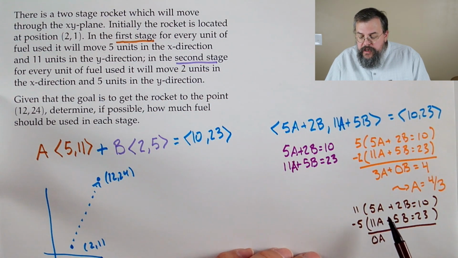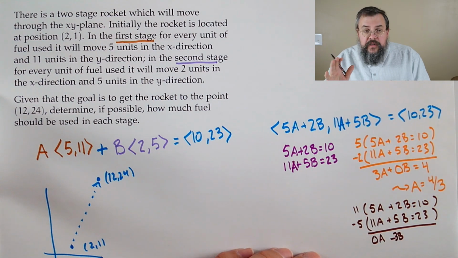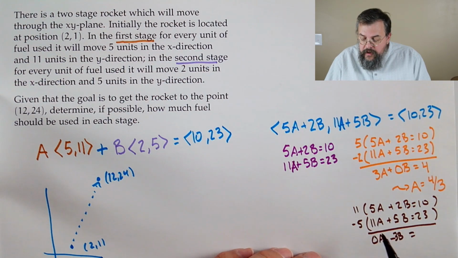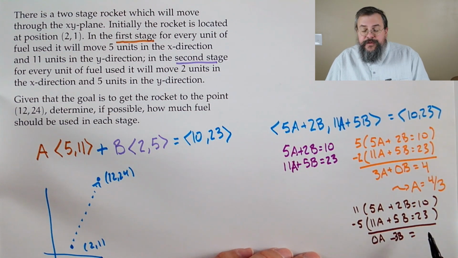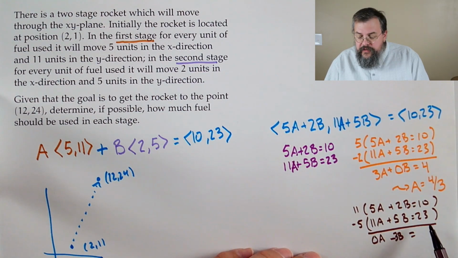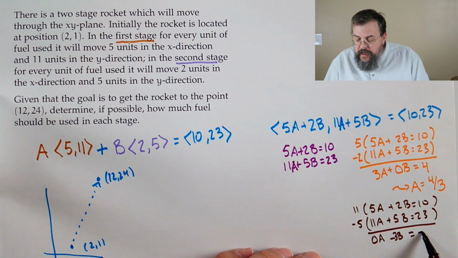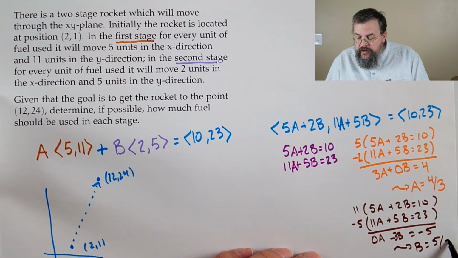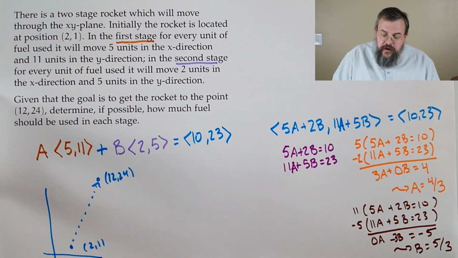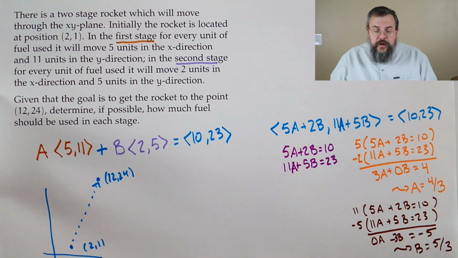22b minus 25b is a -3b. Well, that's okay that it's negative. We'll fix that later. Equals 110, right? 11 times 10, 110. 5 times 23, well, 5 times 20 is 100, and 5 times 3 is 15, so that's 115. 110 subtract 115 would be -5. Well, that's good. They're both negative. So b would be what? Well, 5/3. So that's what b is. So we come to the conclusion that it should be possible.